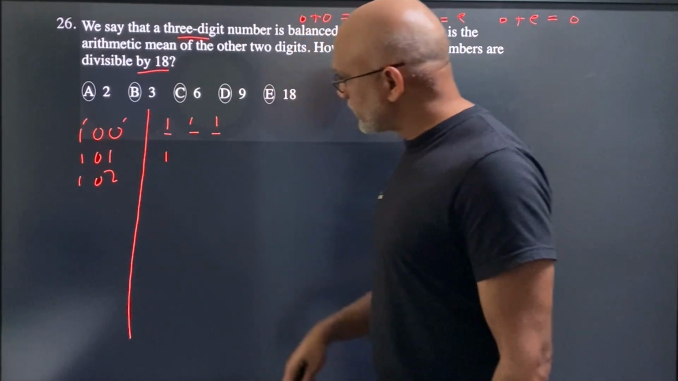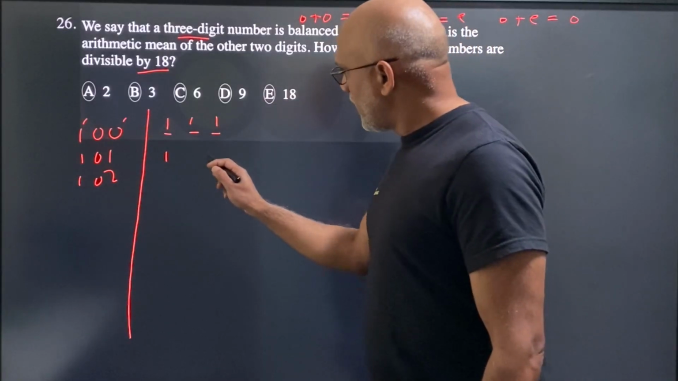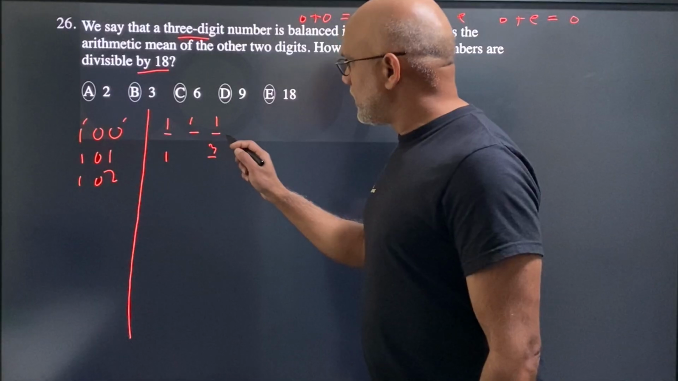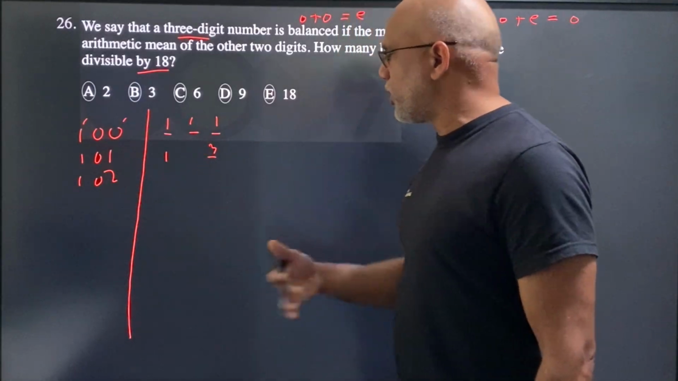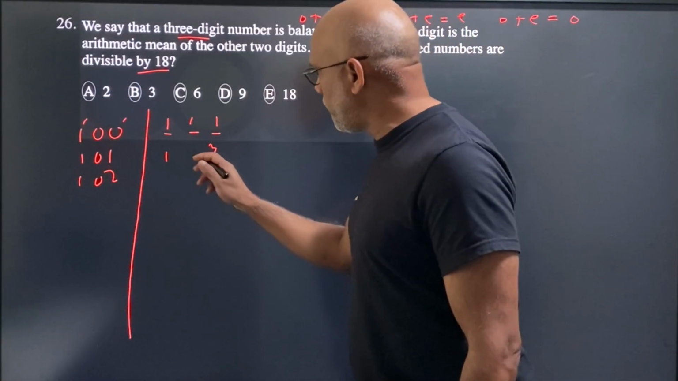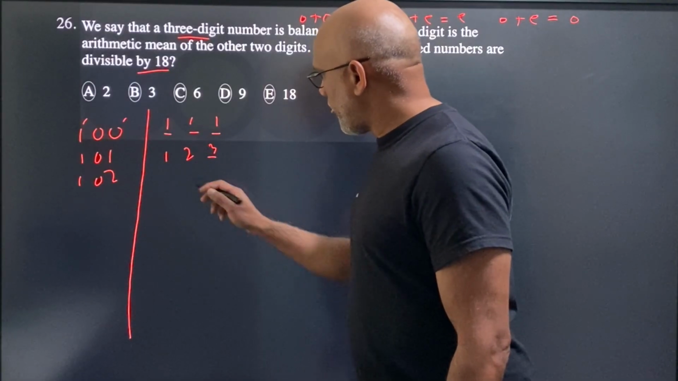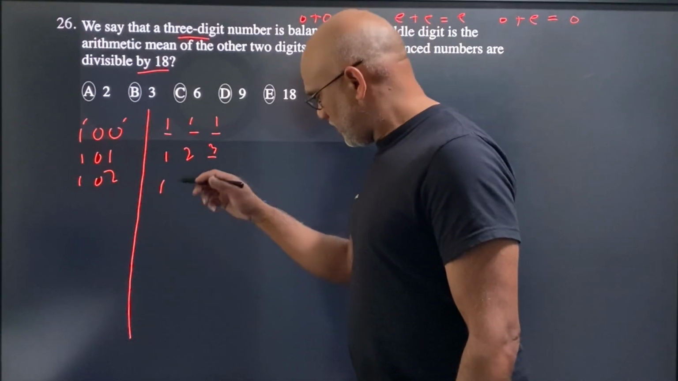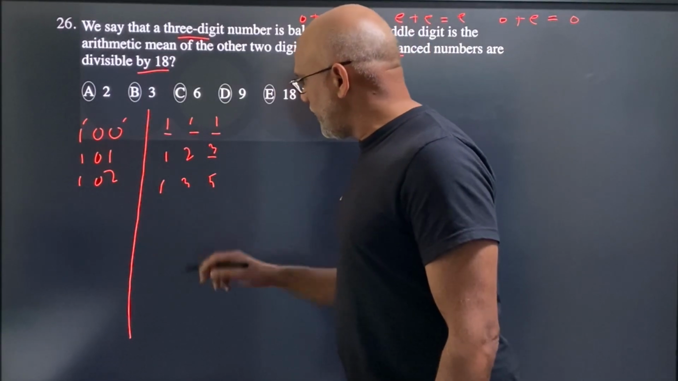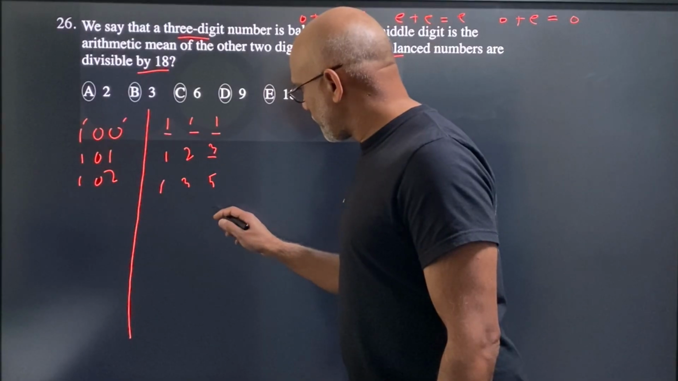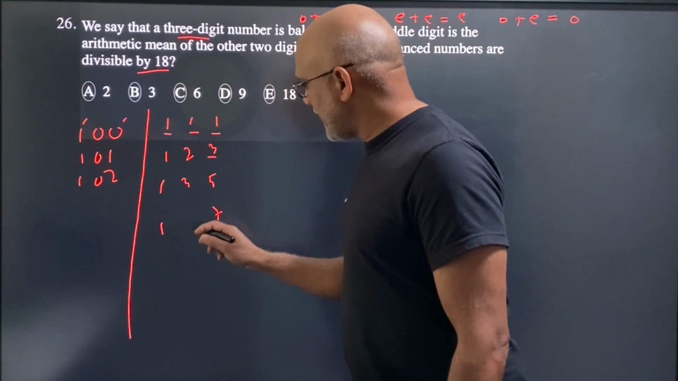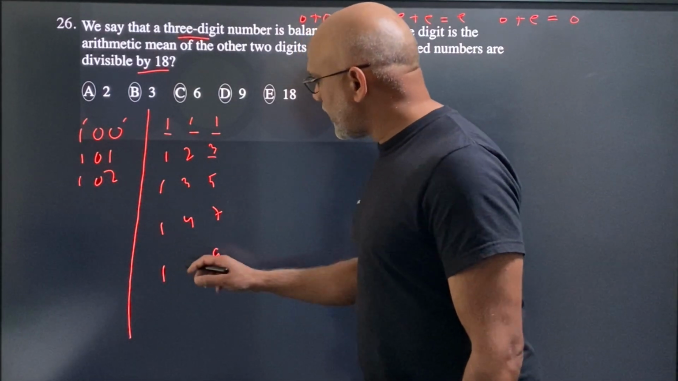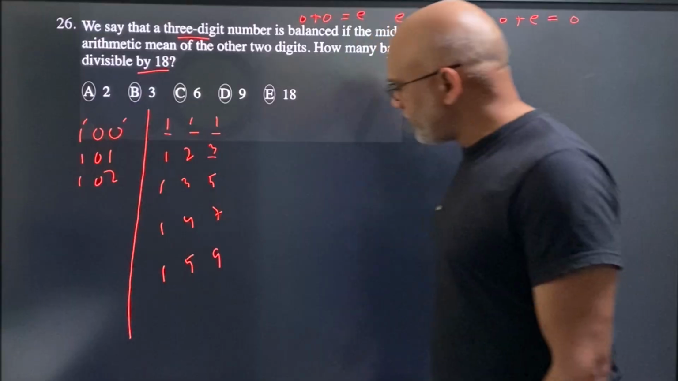And then I'll continue with 1, and then it has to be a 3. 2 will not work because 2 plus 1 is 3, that's going to be an odd number, so it's not going to work. So 3 plus 1 is 4, divided by 2 is 2. And then I can have 5. 5 plus 1 is 6, divided by 2 is 3. Similarly, 7 plus 1 is 8, divided by 2 is 4. And then 9 plus 1 is 10, divided by 2 is 5.